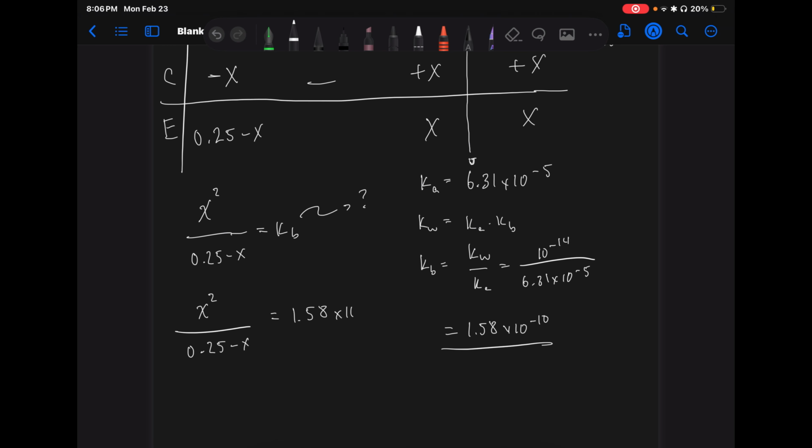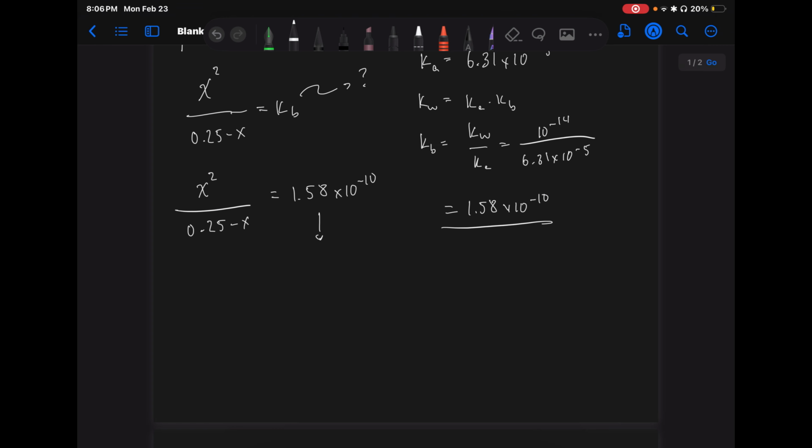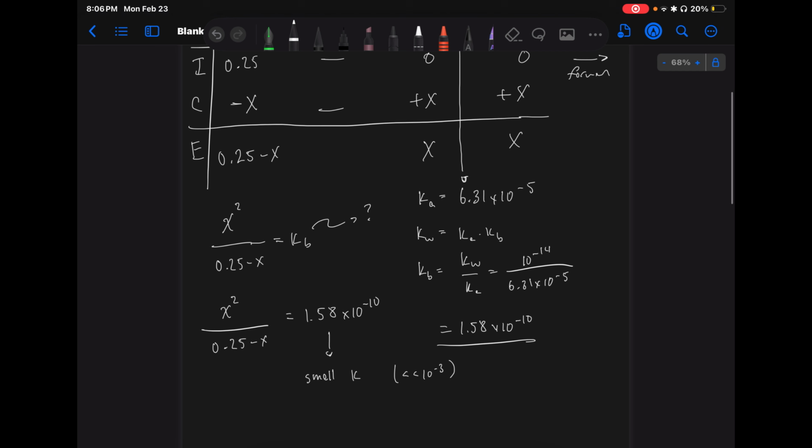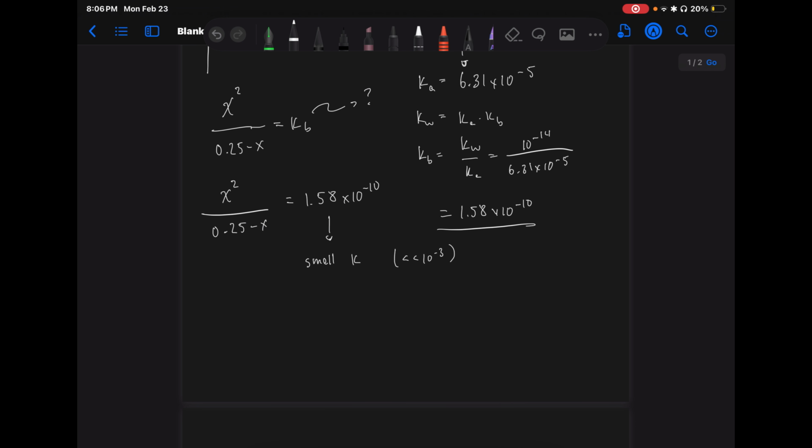Also, one more thing, I'm not sure if you recall from the other video, is that we have a small K case scenario here, because this is much smaller than 10 to the negative 3. So therefore, we could make the assumption that the change in x is kind of negligible, because a small K is proportional to products over reactants. And if the reaction is occurring at a very small amount, that means the change will be negligible.